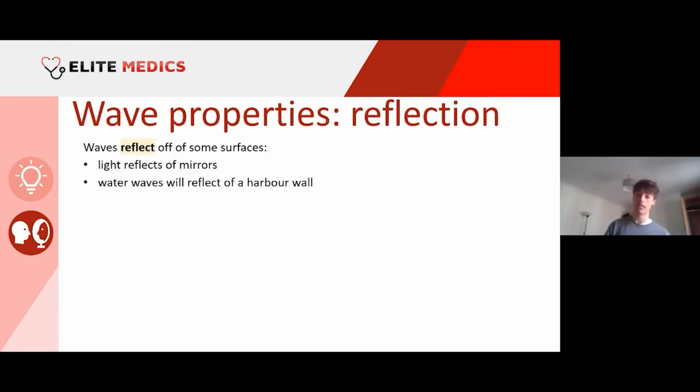Okay, so wave properties, let's look at reflection. Waves reflect off some surfaces. For example, light reflects off mirrors. Water waves will reflect off a wall, for example. Sound waves will reflect off a wall as well. That's why we have echoes. So waves can be reflected, not just light waves, but probably most waves can be reflected.